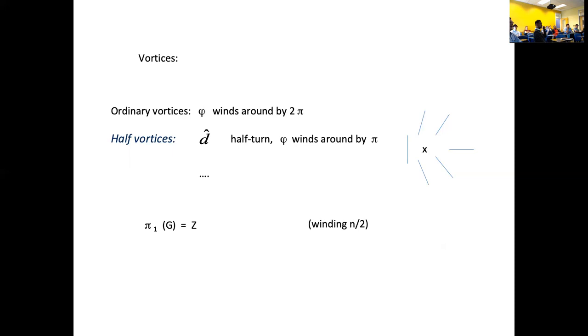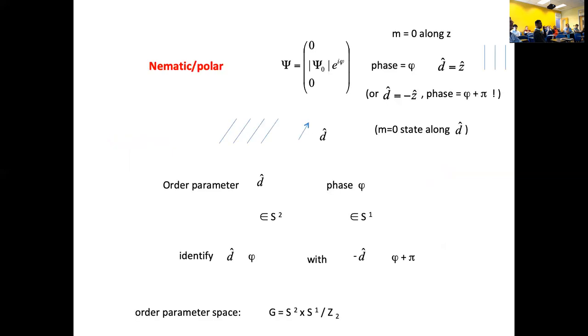Is there a nice visualization for this, sort of like a Bloch sphere? Yeah, you can still think that the D vector lies on the sphere, except that you have to remember the opposite sides should be identified. If you have this phase phi, go to phi plus pi. That's the only difference.